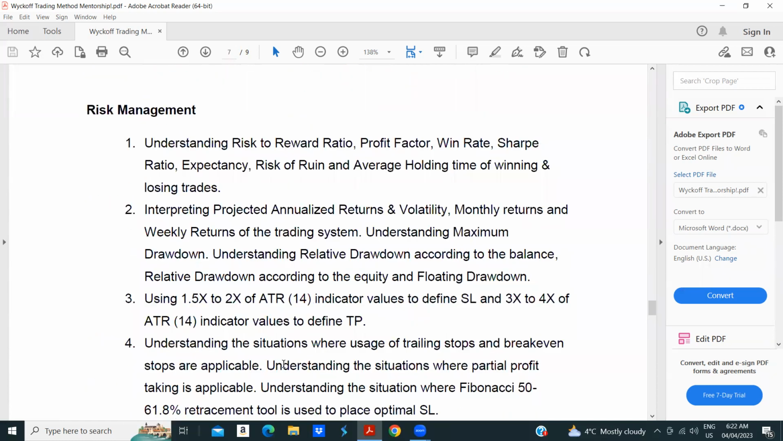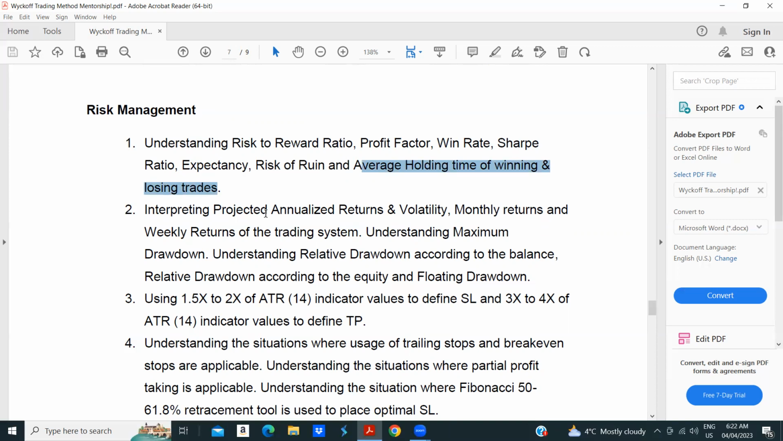Okay. Then we're going to move on to the risk management part of the mentorship. Risk management is very important, and it should be taken very seriously. We're going to understand the risk to reward ratio, the profit factor, win rate, Sharpe ratio, expectancy, risk of ruin, and average holding time of winning and losing trades. We are also going to interpret the projected annualized returns and volatility, monthly returns, and weekly returns of our trading system.